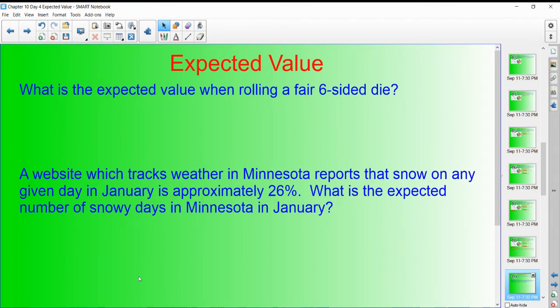So let's look at some more expected values. The expected value when rolling a fair 6-sided die. Now, as we go through the rest of this lesson, if you want to pause and try out these before I show answers, go for it. Show yourself that you know how to do it.